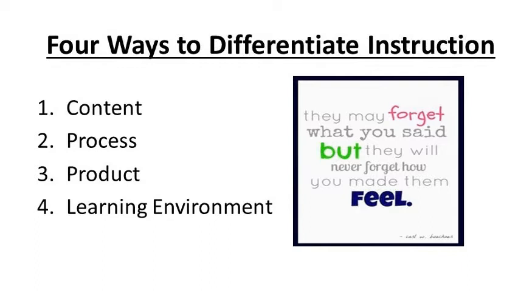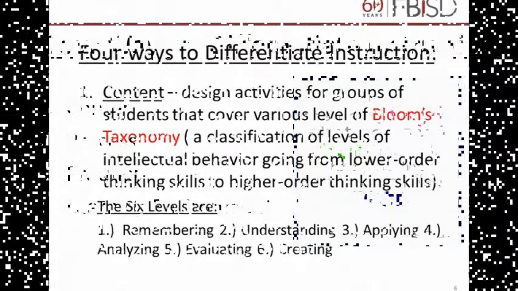4 ways to differentiate instruction. 1 is the content, 2 is the process, 3, product, and 4, the learning environment. Remember, every child has a different learning style and pace. Each child is unique, not only capable of learning, but also capable of succeeding. So, 4 ways to differentiate instruction.